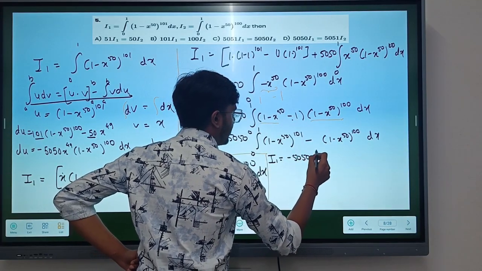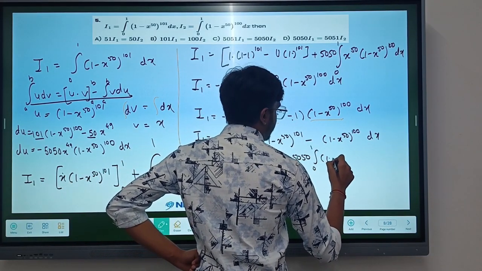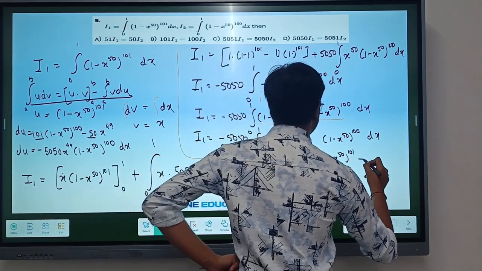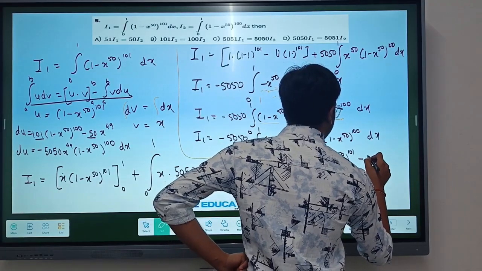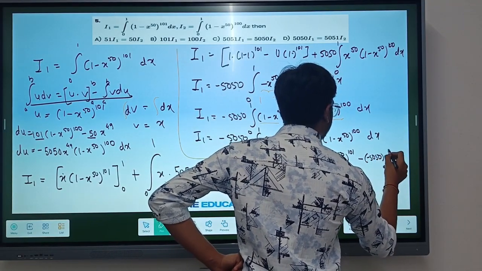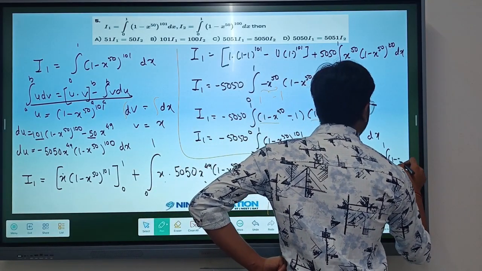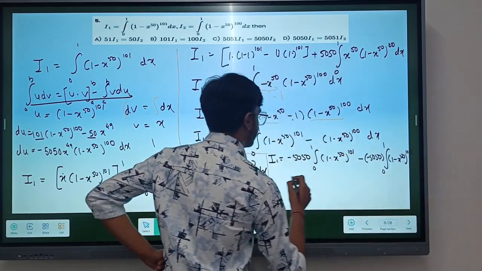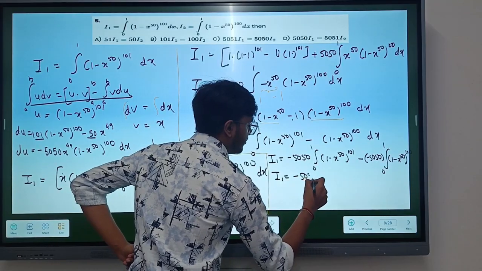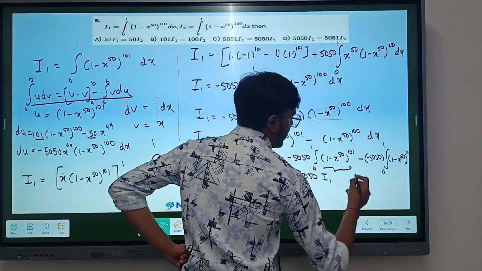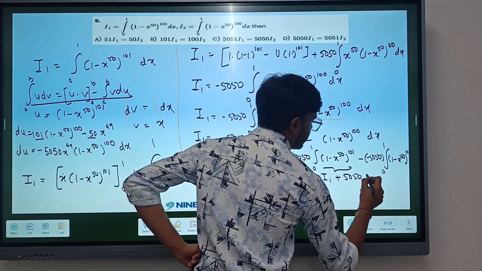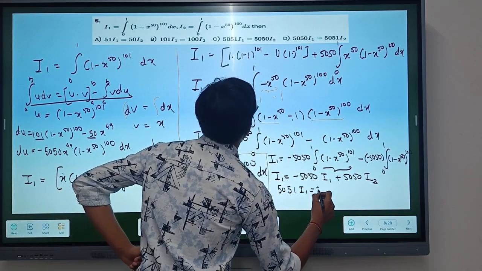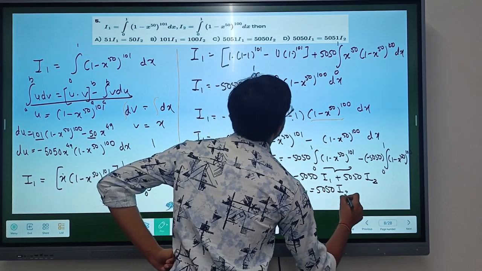Let's separate them. Minus 5050, 0 to 1, (1 minus x^50)^101, and again minus of minus 5050, integration 0 to 1, (1 minus x^50)^100. So the first is minus 5050 times I1, and this will be plus 5050 times I2. This goes this side: 5051 I1 is equal to 5050 I2, option C.